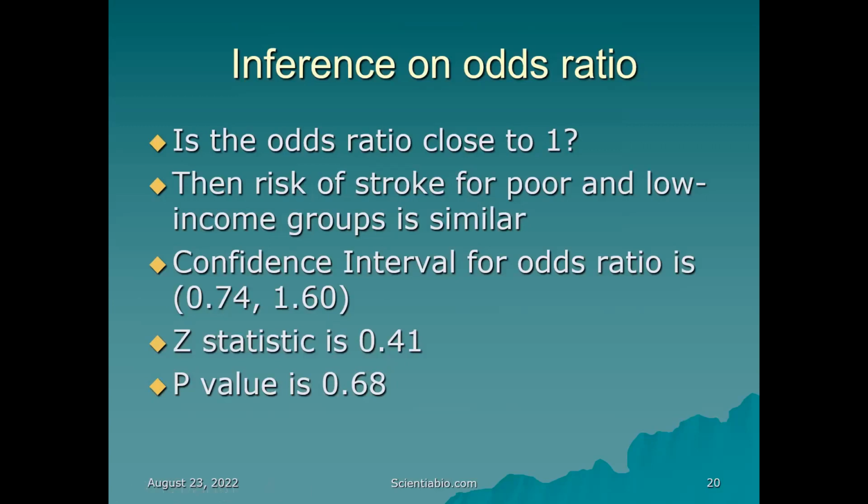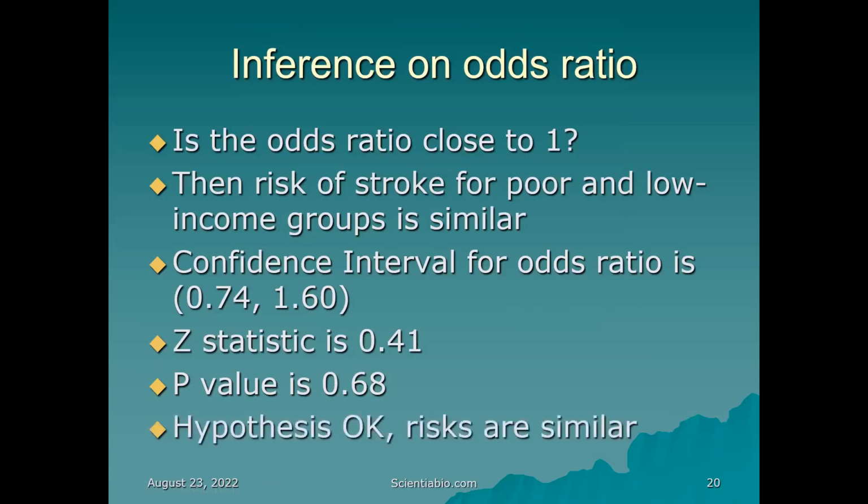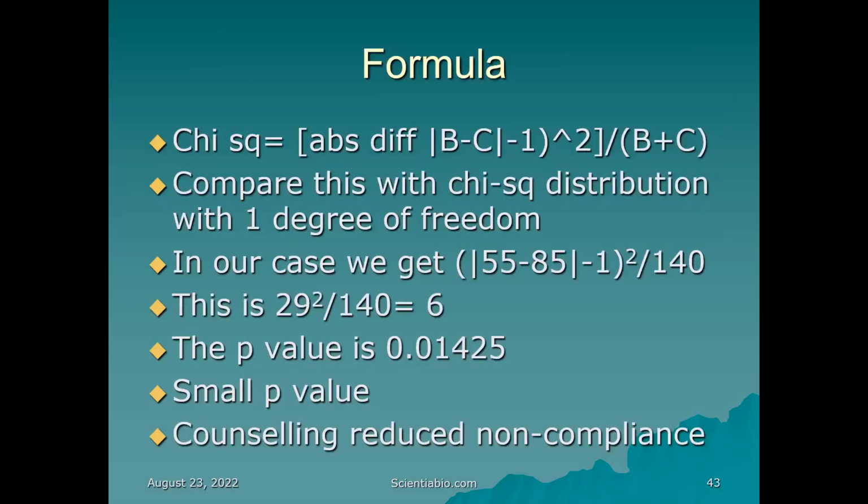And whatever software that you will use, you will have to spend some time to learn how to extract these from the output. So the hypothesis in this case, namely that poor and low income group have similar risk of stroke, this is okay. Nutraceuticals trials, and we are doing a lot of original research. So there 0.05 may not be a good value. 0.1 may be a better value.